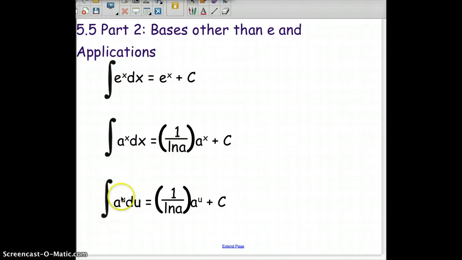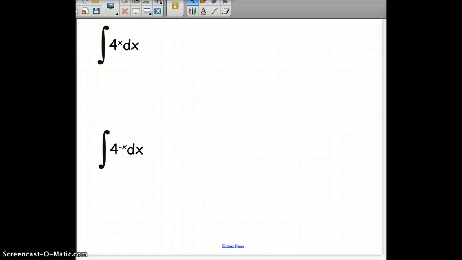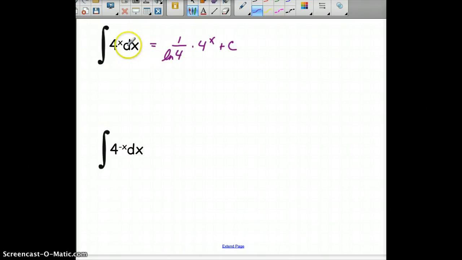Here's the integral of a to the u du, 1 over natural log of a, and then times a to the u, as long as you've got your du here, and then plus c. So let's use those to do a couple examples. We've got the integral of 4 to the x, so that's just 1 over natural log of 4 times 4 to the x plus c, because it already matches the formula. So I would write that as 4 to the x over natural log of 4 plus c.